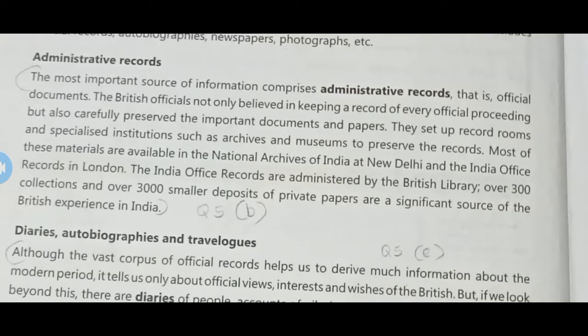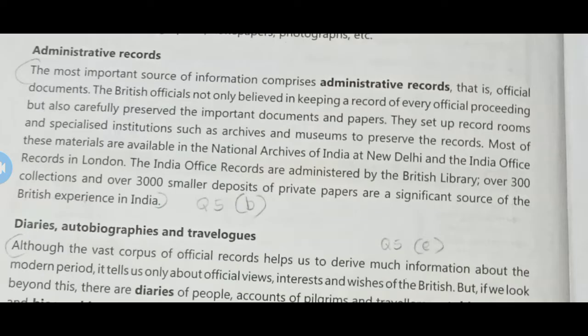So they set up record rooms and specialized institutions like archives and museums. These were all made to preserve the records, and most of these materials are available in the National Archives of India at New Delhi and the India Office Record in London.